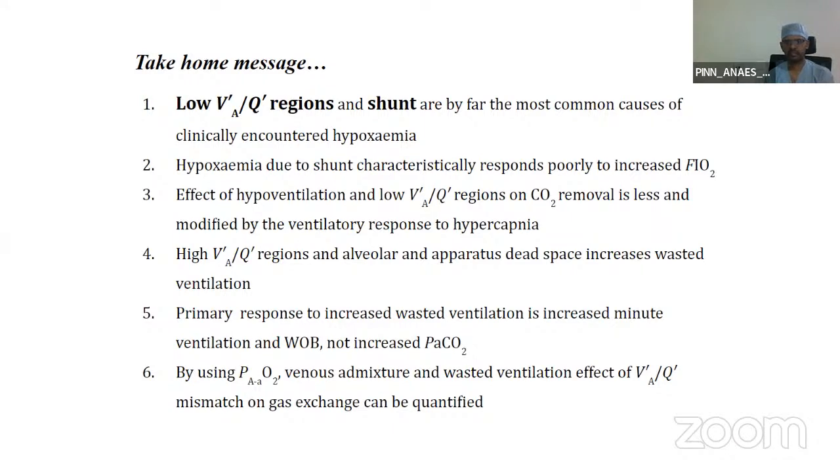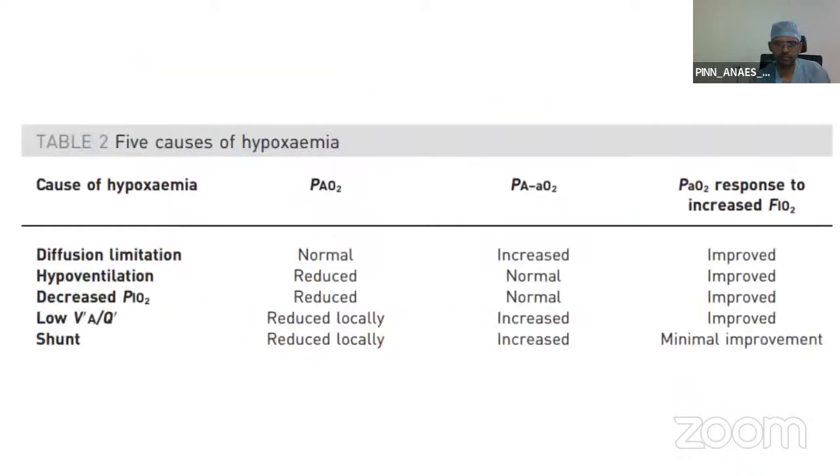The effect of hypoventilation and low VQ regions on CO2 removal is less and modified by the ventilatory response to hypercapnia. High VQ regions and alveolar and apparatus dead space increase wasted ventilation. The primary response to increased wasted ventilation is increased minute ventilation and work of breathing, and not increased PCO2 in arterial blood. So by using alveolar arterial oxygen pressure differences, venous admixture, and wasted ventilation, the effect of VQ mismatch on gas exchange can be quantified. Thank you.